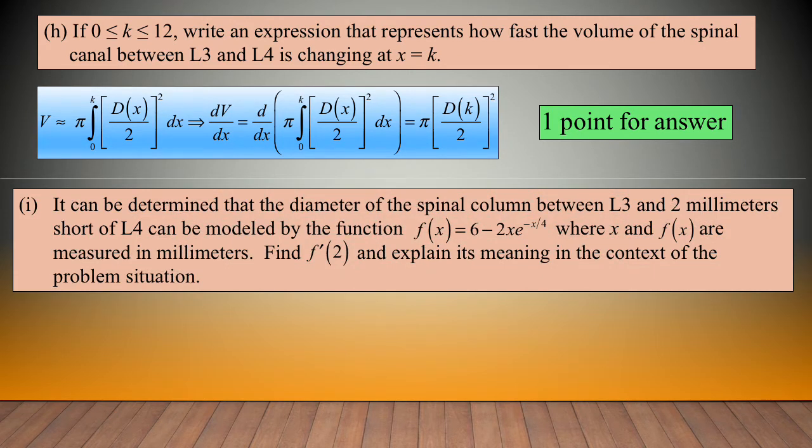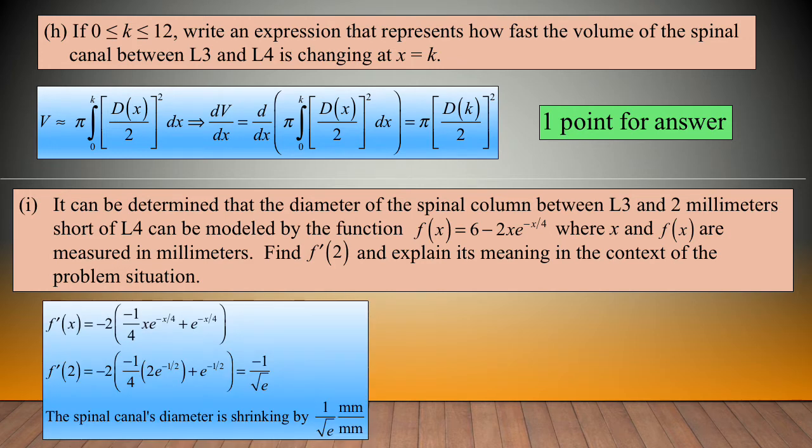Part I reads, it can be determined that the diameter of the spinal column between L3 and 2 millimeters short of L4 can be modeled by the function f of x equals 6 minus 2x times e to the negative x over 4, where x and f of x are measured in millimeters. Find f prime of 2 and explain its meaning in the context of the problem situation.